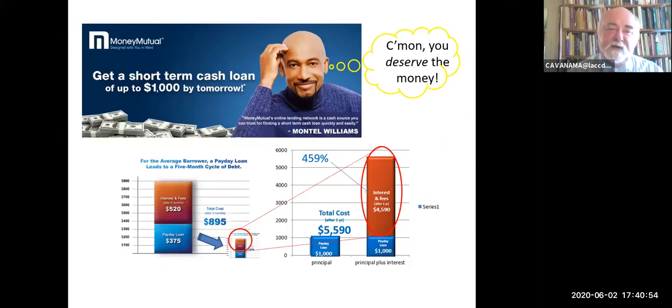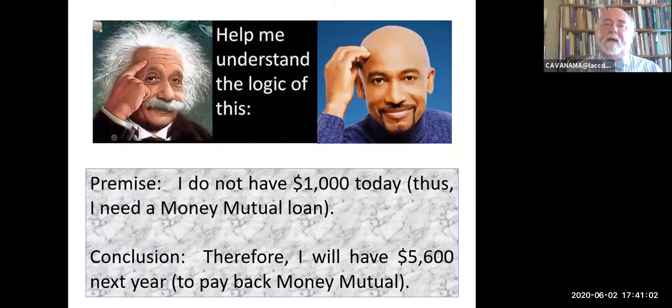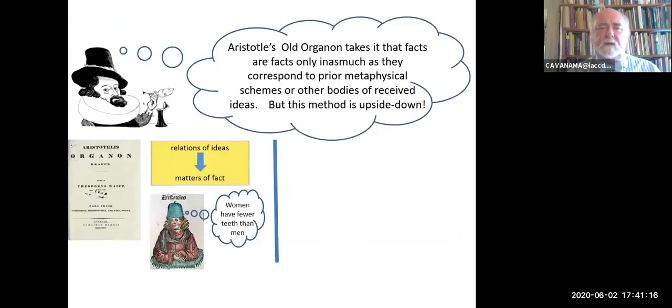Montel says, come on, you deserve the money. Get a short-term cash loan up to $1,000 by tomorrow. And you're going to pay 459% over the course of the year. Help me understand the logic of this. I need $1,000 today, thus I have to get a Money Mutual loan. Therefore, I'm going to have $5,600 to pay back at the end of the year to Money Mutual. How does that work? Okay, Aristotle's old Organon.